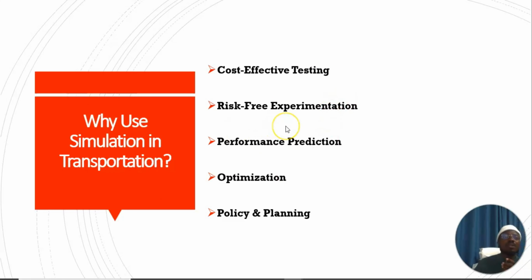So here we are going to be looking at why we make use of simulation in transportation. These are just some of the reasons why we use simulation in transportation. The first one is cost effective testing. I think this is self explanatory if you have been following this lecture on simulation, because cost effective testing is one of the major reasons why we use simulation in transportation.